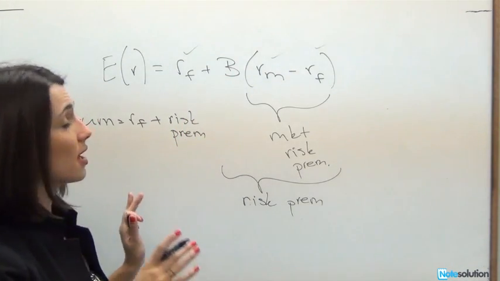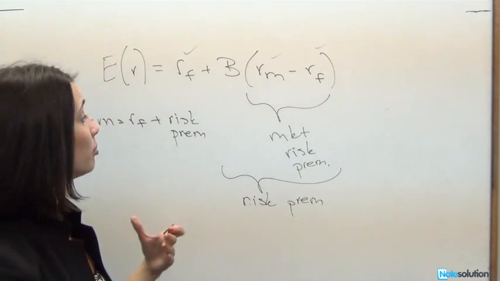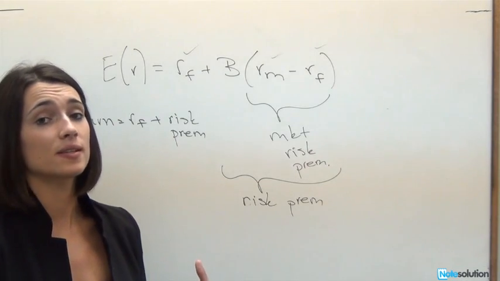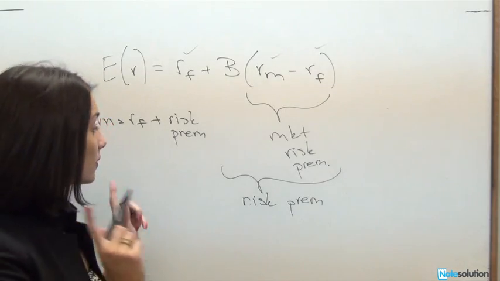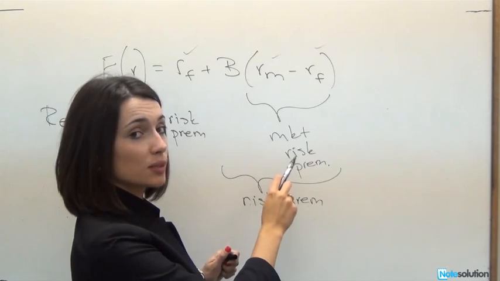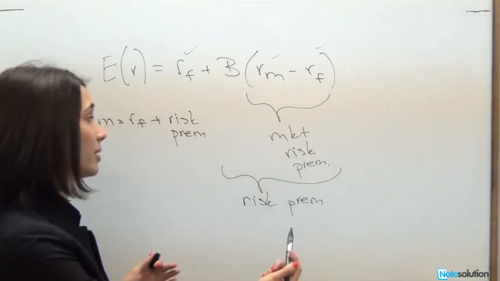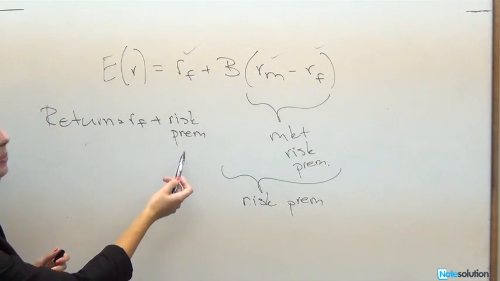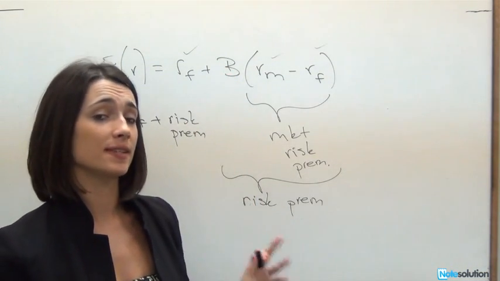The other things, unless something in the economy changes, are not going to change. But beta is going to be different for every single stock. It can be aggressive or it can be defensive. So this is what you have to watch out for. Remember, they can either give you the market risk premium or they can tell you the actual risk premium, which makes sense because it's RF plus the risk premium. And just remember that beta is specific to every single investment.